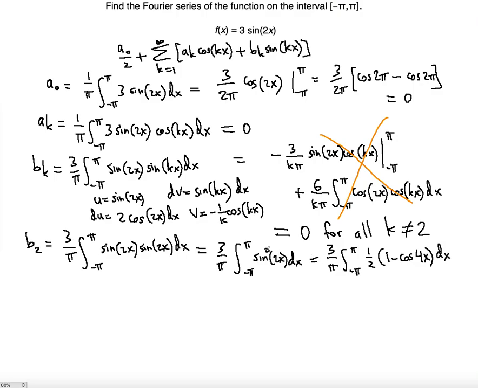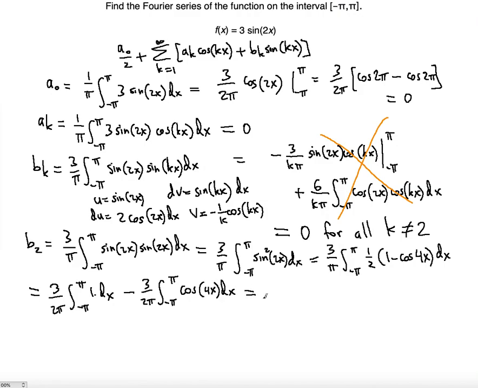If it were just sine of x squared, then it would be 1 minus cosine 2x. But since there's sine squared 2x, there's a 2 in there, this will be multiplied by 2. So 2 will become 2 times 2, which is 4, right? So 1 minus cosine of 4x. Right, so let's keep simplifying that. So we're going to have 3 over 2 pi. We will have 1 dx minus 3 over 2 pi from negative pi to pi of cosine of 4x dx.